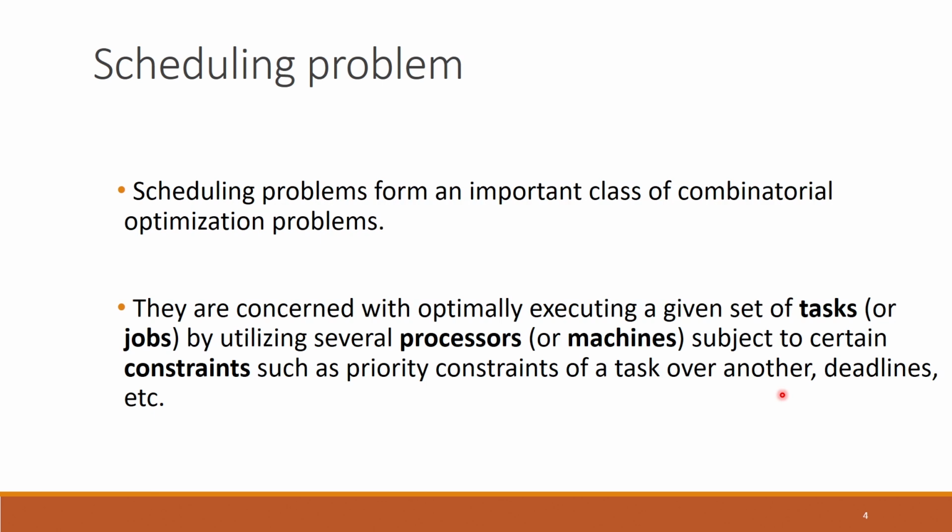So if the objective is, suppose, to minimize the total time it takes to complete all of these tasks, then determining the sequence in which you should execute these tasks is important. And there can be several constraints here. For example, some of the tasks can have particular priority over another task, so they might need to be completed before other tasks can be done. Similarly, there can be some deadlines. For example, a particular set of tasks need to be completed by a particular deadline here.